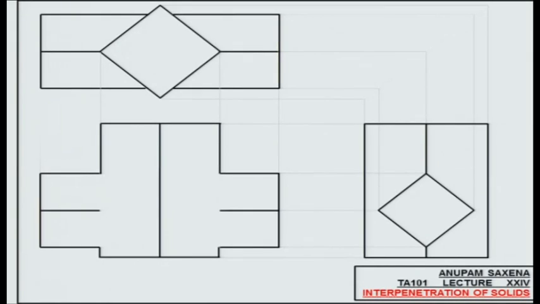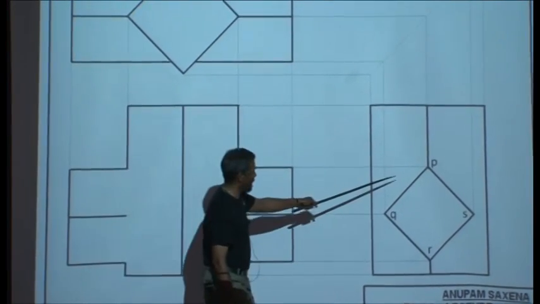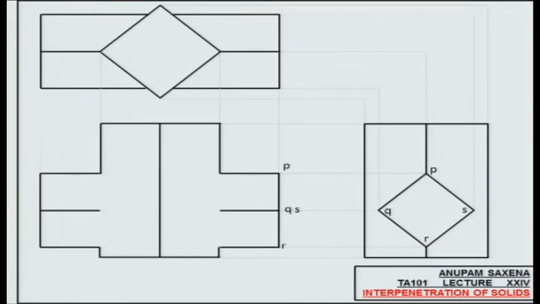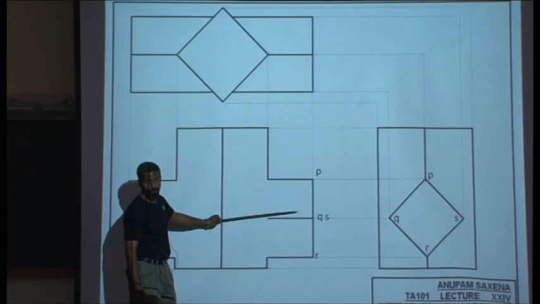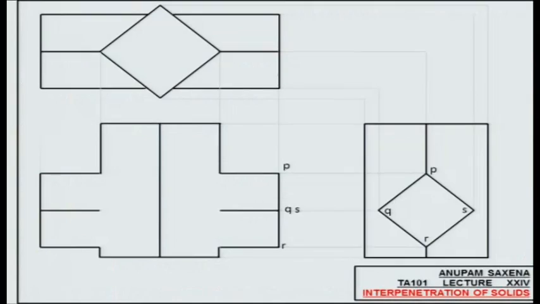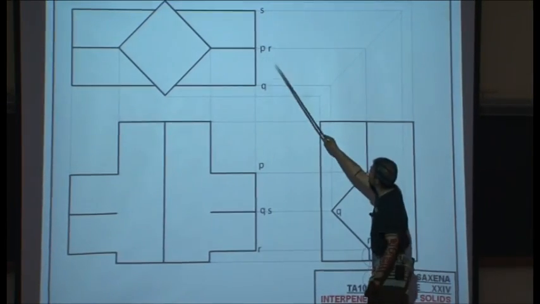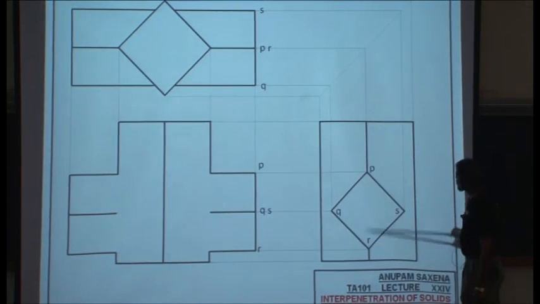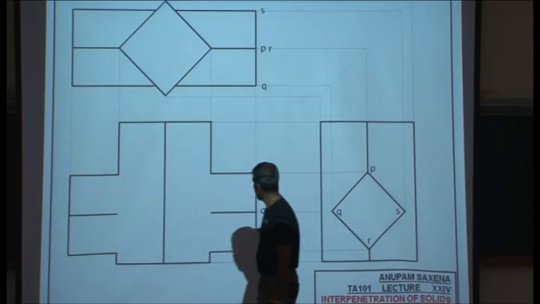First thing you would want to do is start labeling. P Q R S is this prism that's penetrating the vertical prism inside. So P is actually a line, and so is Q, and so is R, and so is S. P is this line, Q is a line which is closer to you, and then S is another horizontal line which is away from you. If you go on to your top view, line P appears here, Q appears here, R again at the center, and S onto the top.